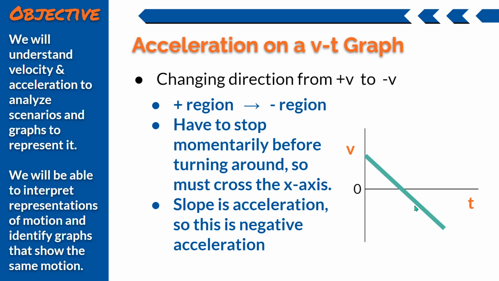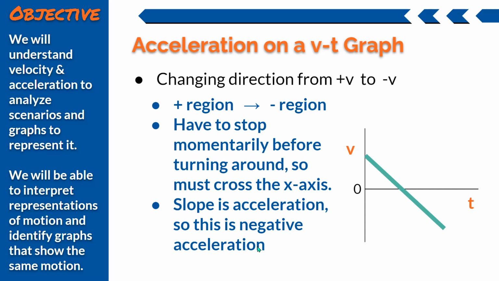My slope here the whole time is negative, so this whole graph is showing negative acceleration, because you went from a positive velocity to a negative one, and it's uniform acceleration. So maybe it's positive 2, positive 1, 0, negative 1, negative 2, negative 3, whatever. But you're going to have a uniform change in velocity from a positive to a negative, and that's a negative change the whole time.